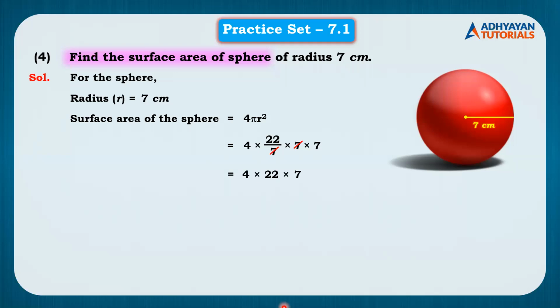Students, here I want you to multiply. 4 into 22 is 88. 4 into 22 is how much? 88. I am giving some time to you all. Multiply 88 into 7. I'm waiting for you all. I'll wait for 15-20 seconds. Get the answer. 88 into 7.